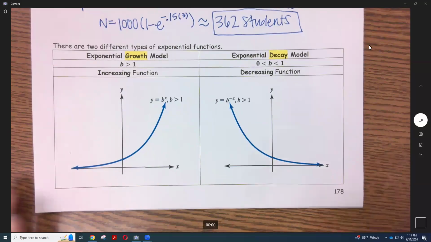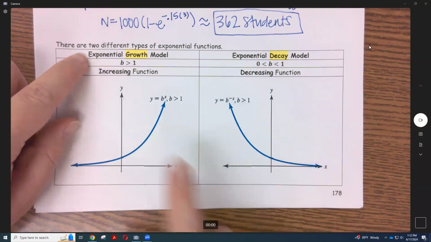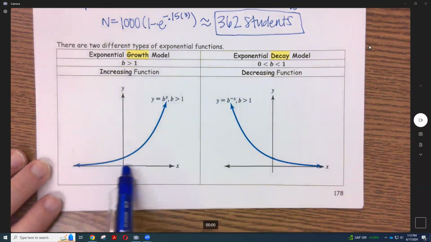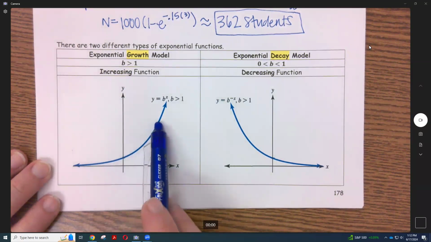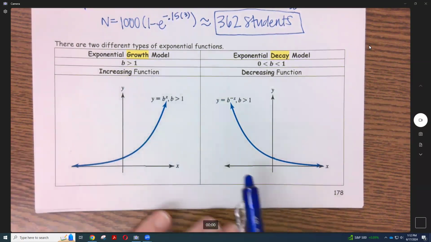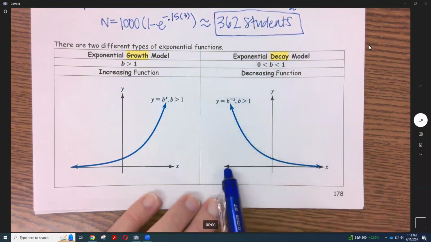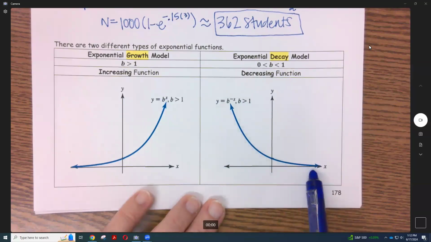We're now going to get into the meat of this lesson, and that's graphing exponential functions. There are really only two different outcomes. You can have an exponential growth model that is an increasing function. If you notice, as x is getting bigger, these y values are also getting bigger. It's increasing. Or you can have an exponential decay model, meaning it's a decreasing function. Same thing, but opposite, right? As these x's are getting bigger, these y values are getting smaller.